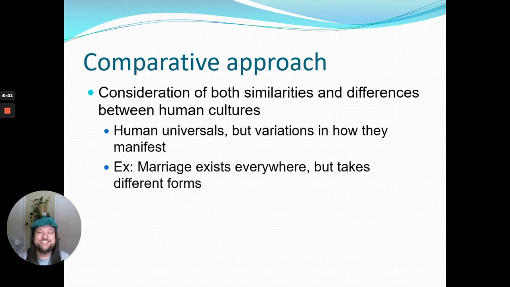But there's variations in how these universals manifest. So, yes, there are ideas around marriage in every society in the world, just like there are ideas about how to distribute food. There are ideas about gender roles. There's language and systems of communication. These are human universals. They exist everywhere, but they don't look the same everywhere.